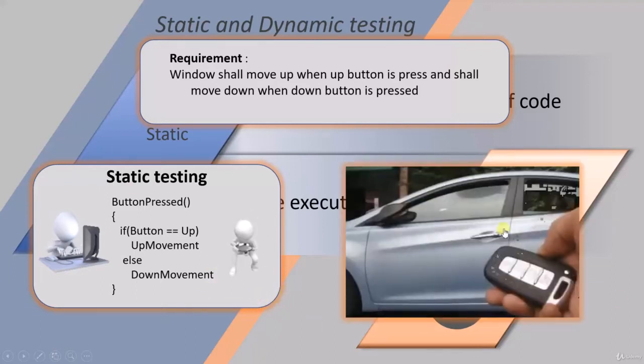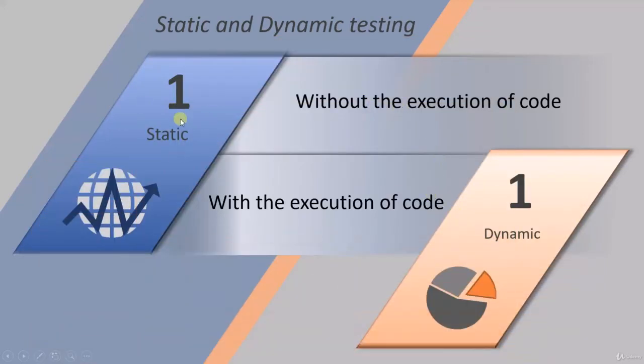Now moving on to the dynamic part. Dynamic testing requires you to study the behavior. Here, if you press the down button, then the window moves down. You aren't bothered about the code or how it is written. When you press the up button, window moves up. And when you press the down button, it will slide down. So the concept should be pretty clear now. Static testing is carried out without the execution of code, while dynamic testing requires execution of code.